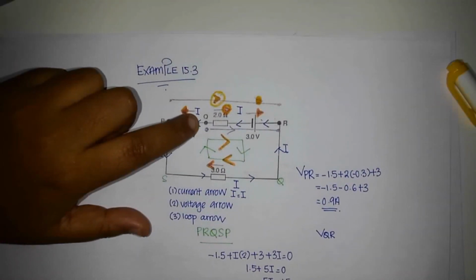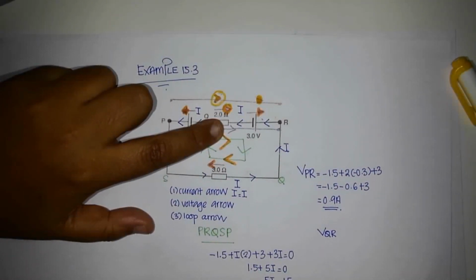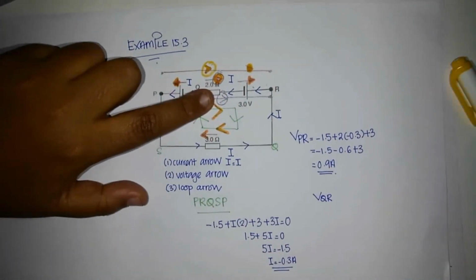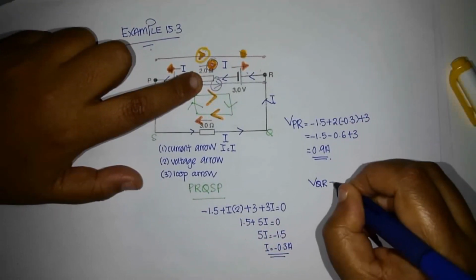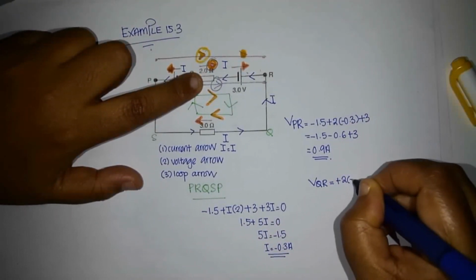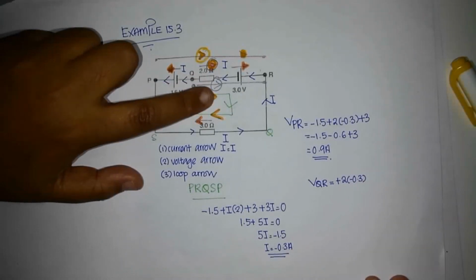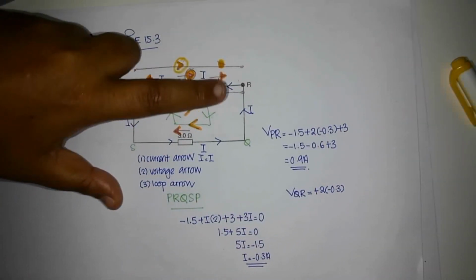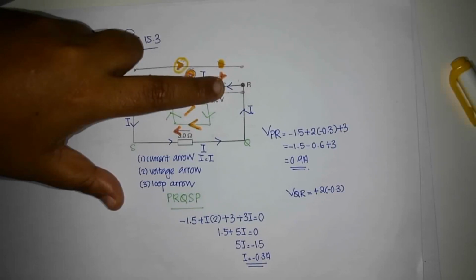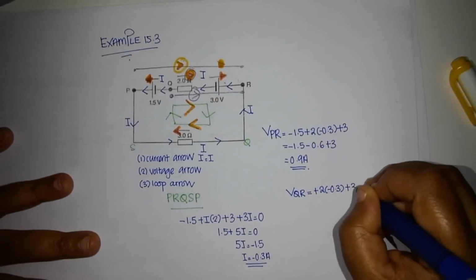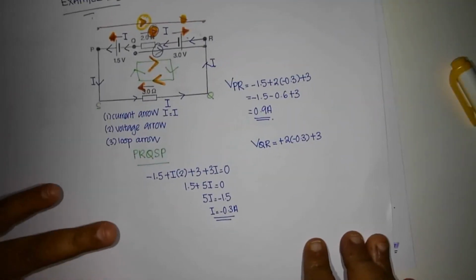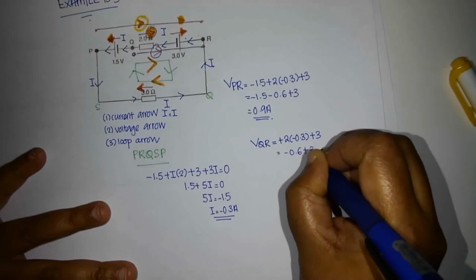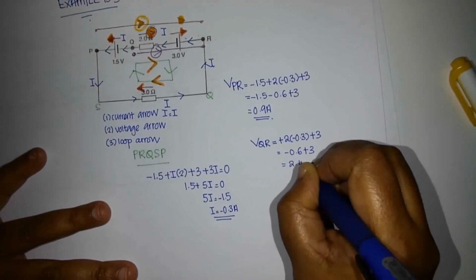Then I follow. I notice the direction that I follow is the same as the direction of the voltage arrow, so I plus 2I, the current that flows there, which is negative 0.3. Then I flow, and I follow the direction of the voltage arrow, so I plus 3. That's all. Negative 0.6 plus 3, I get 2.4 volt.